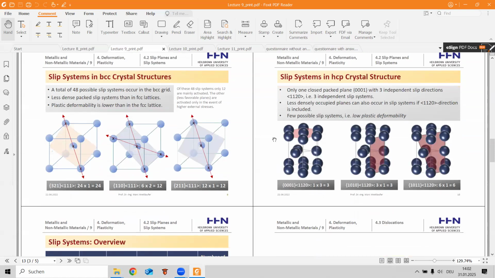The BCC crystal structure has 48 possible slip systems. The BCC grid is less densely packed in slip systems than in FCC, so this deformability is lower than in the FCC lattice. Of these 48 slip systems, only 12 are mainly activated. The other less favorable planes are activated in the event of higher extreme stresses.